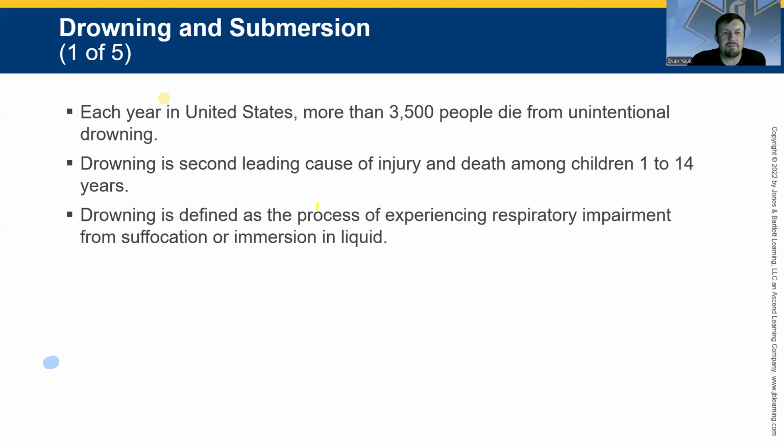So drowning and submersion, I'm not going to spend a lot of time on this because this is not my field of expertise. Each year, more than 3,500 people die from unintentional drowning. It's the second leading cause of injury and death among children 1 to 14 years old. Drowning is defined as the process of experiencing respiratory impairment from submersion or immersion in liquids.